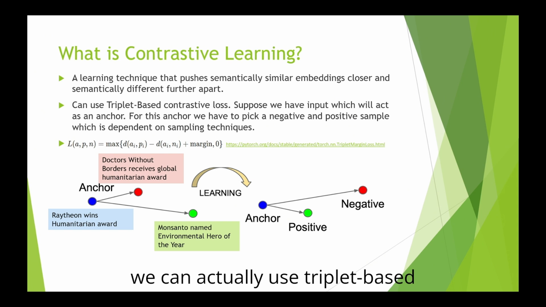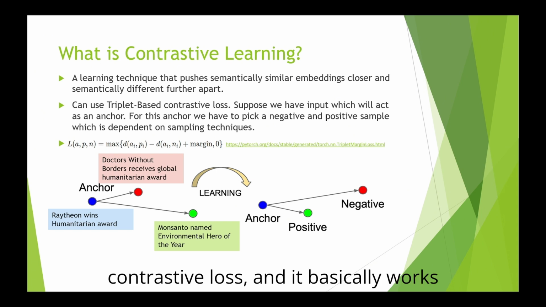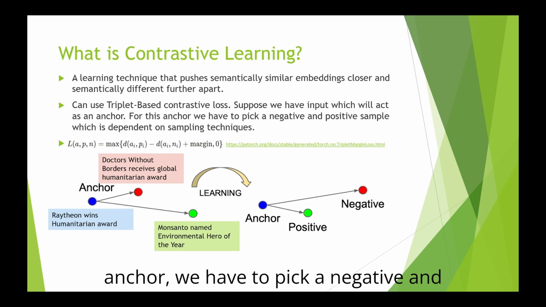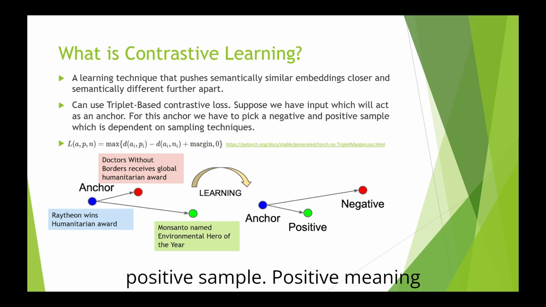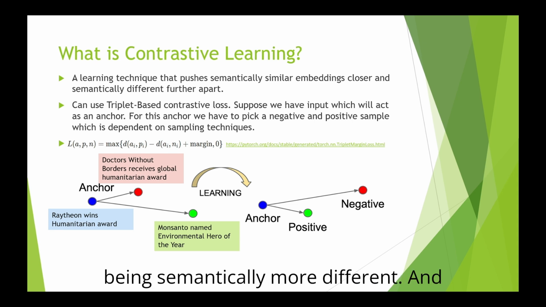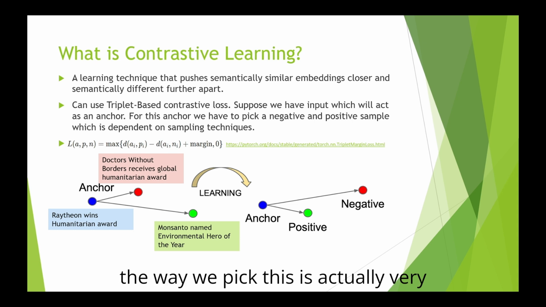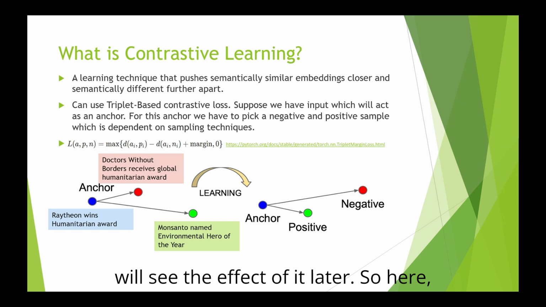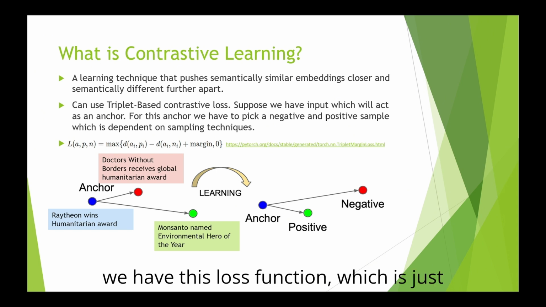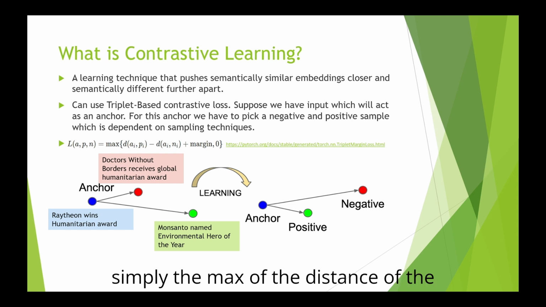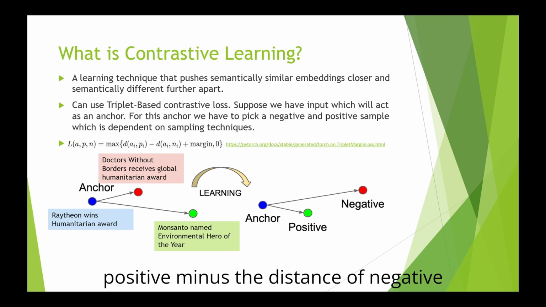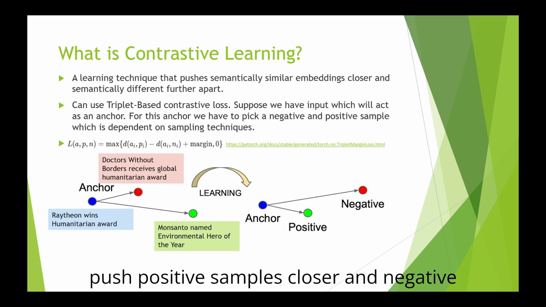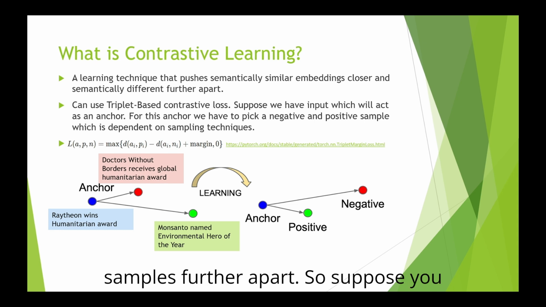So we can use triplet-based contrastive loss, and it basically works on this principle. Suppose you have an input which acts as the anchor. For the anchor, we have to pick a negative and a positive sample. Positive meaning semantically more similar and negative being semantically more different. The way we pick these is very dependent on sampling techniques, and you will see the effect of it later. So here, we have this loss function, which is simply the max of the distance to the positive minus the distance to the negative plus a certain margin. When you look at the diagram, it attempts to push positive samples closer and negative samples further apart.